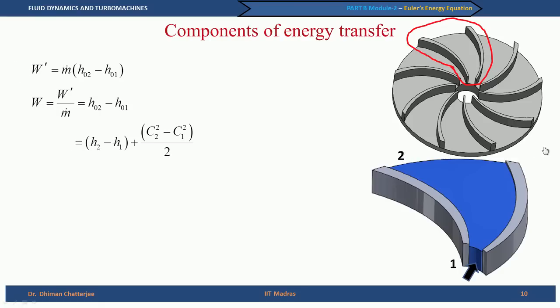And we can write that W prime, from the first law of thermodynamics, is equal to m dot times H02 minus H01, and the blade specific work and the specific work in this case will be identical, because we have talked about idealized conditions, there is no loss. So, we can write first the specific work W prime per unit mass flow rate, which is H02 minus H01, and you already know that H02 and H01 represent the stagnation enthalpies at stations 1 and 2, and hence we can write it as H2 minus H1 plus C2 square minus C1 square by 2.